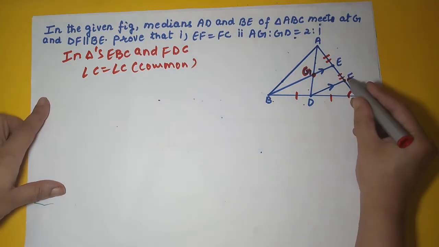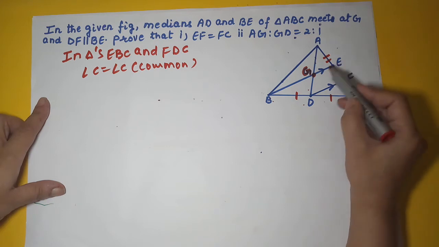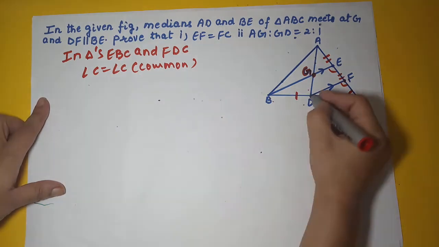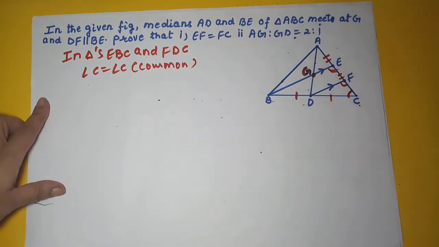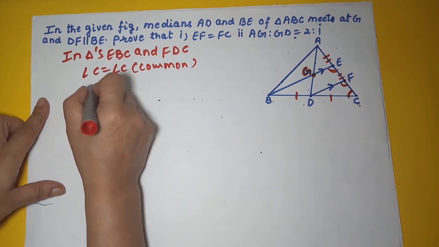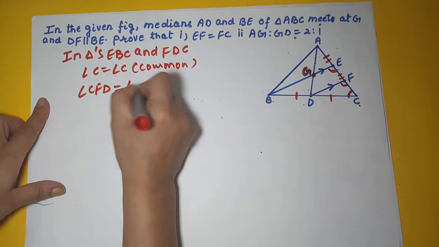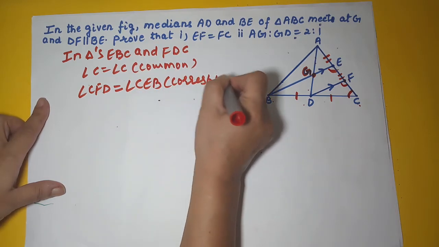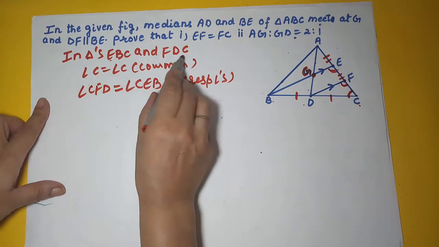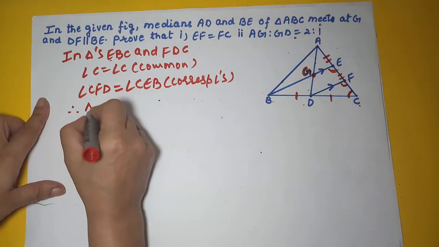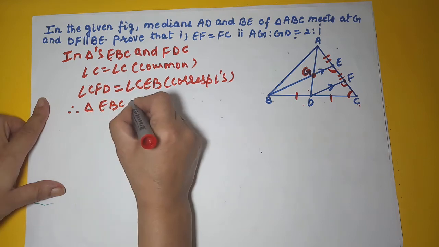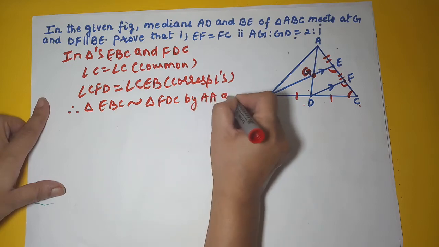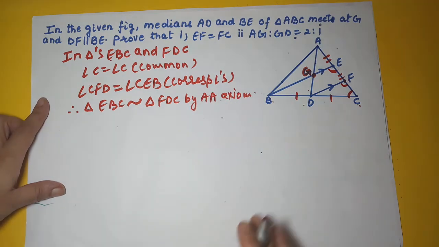And angle CFD is equal to angle CEB, corresponding angles, because these two lines are parallel, so these two angles will be the same. So I can write angle CFD is equal to angle CEB, reason corresponding angles. So does that mean these two triangles are similar now? Therefore triangle EBC is similar to triangle FDC by AA axiom.